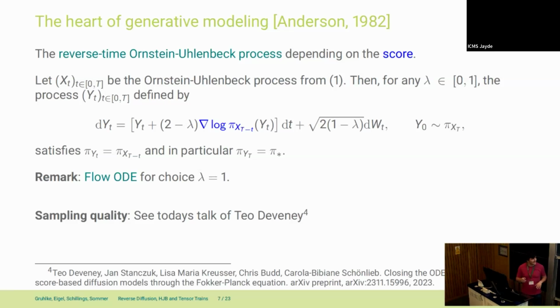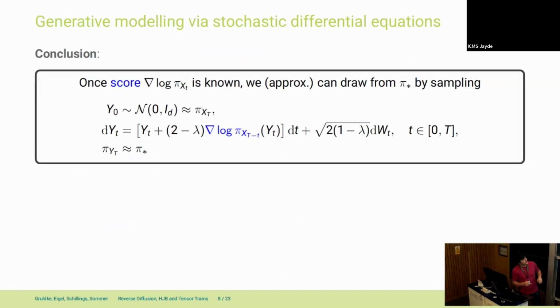The thing is, I have this parameter lambda inside, and this generalizes this reverse SDE and links it to the ODE, right? So if I put lambda equals 1, we have no stochastic movement here, and we are just in the flow ODE case. And I brought it here because Theo is also talking in the afternoon, discussing the sampling quality and the link between ODEs and SDEs, and we will see that discussion in the afternoon. Okay, so what we have now is this score. We are able to sample from the target density. Finish. But of course, we don't have the score.